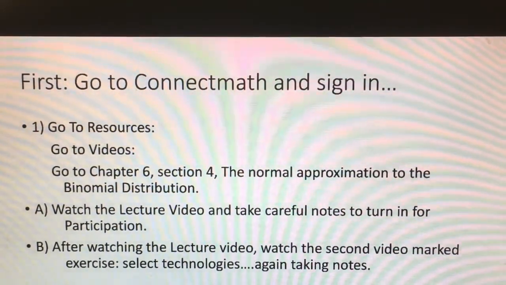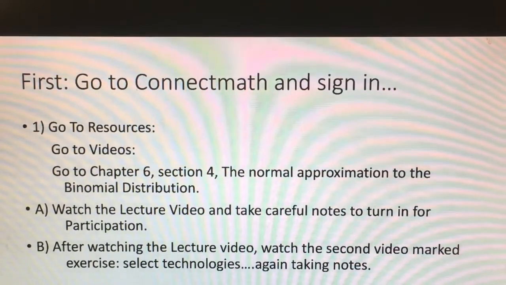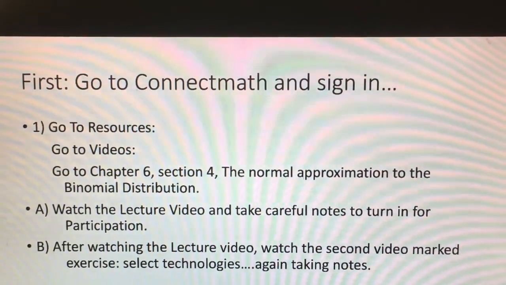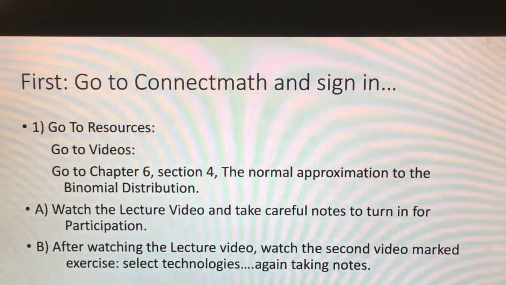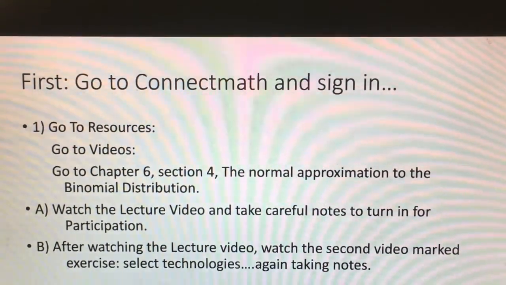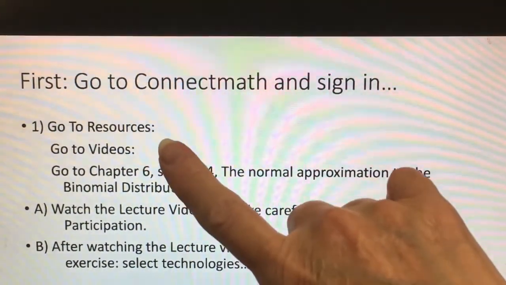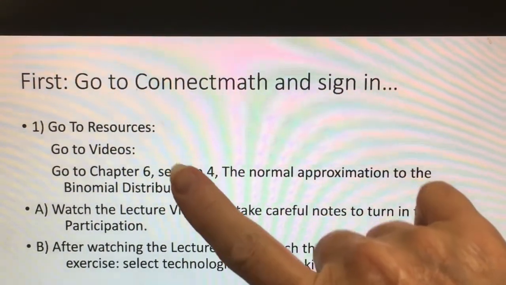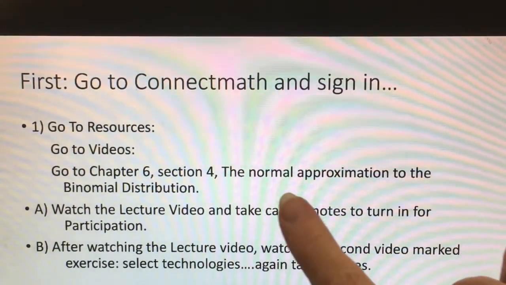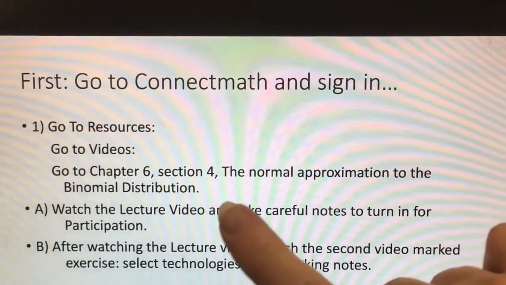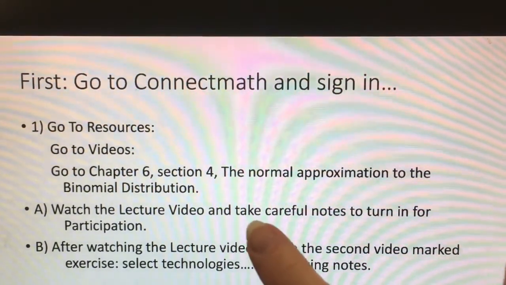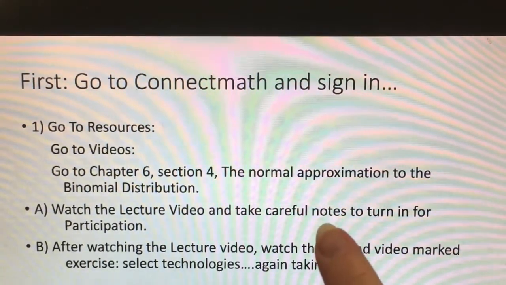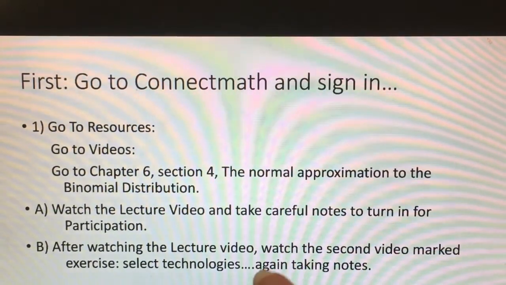Now, in order to be able to record your attendance and your participation, you're going to need to take some notes, and you're going to take pictures of these notes and send them to me. So the first thing you're going to do is go to your resources on your Connect Math. Sign in, go to resources, go to videos, go to chapter 6, section 4, and then the normal approximation of the binomial distribution. Watch the lecture video and take careful notes. I think that's about 6 minutes long. And then you're going to eventually turn those in for participation.